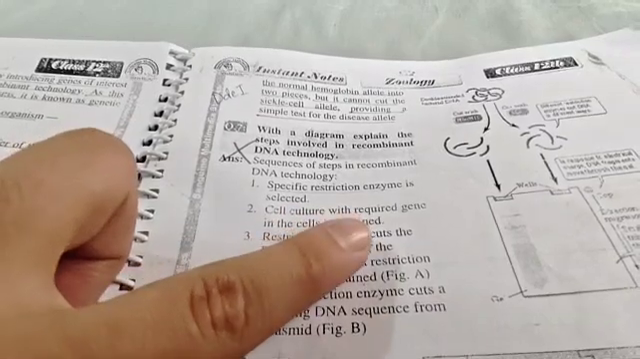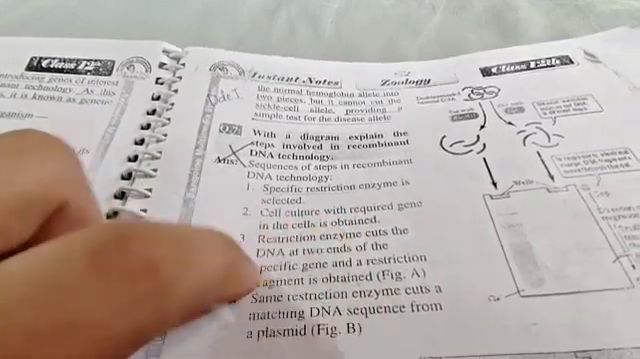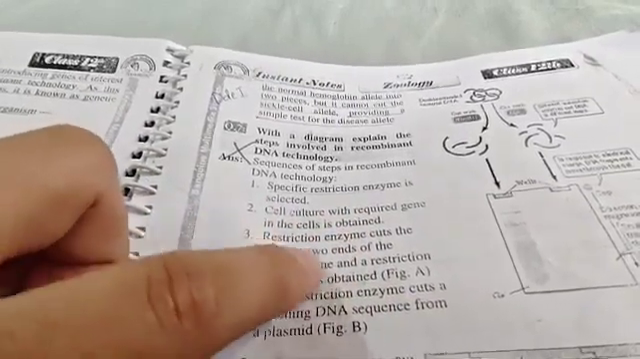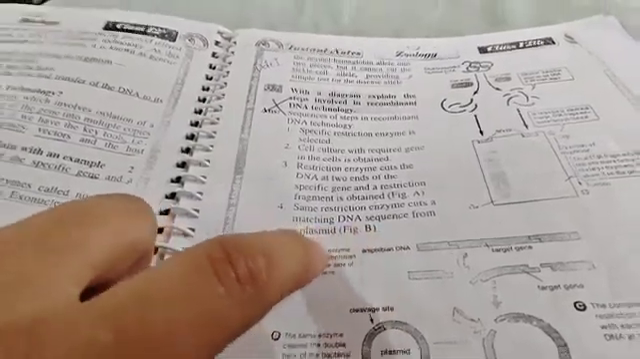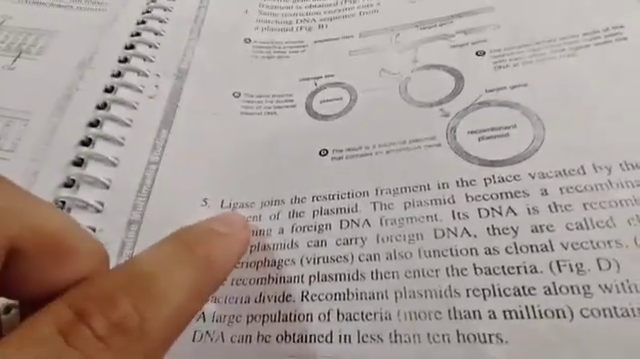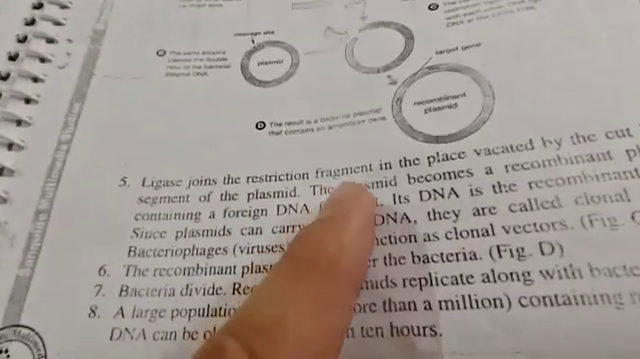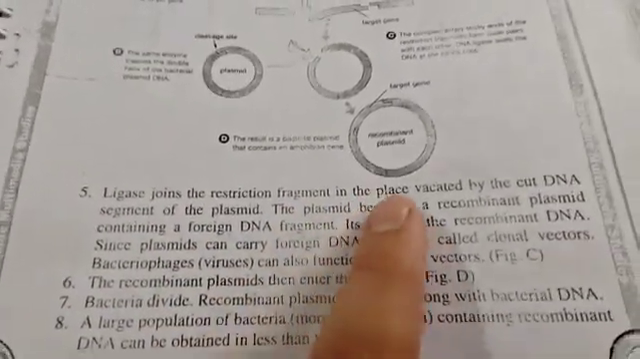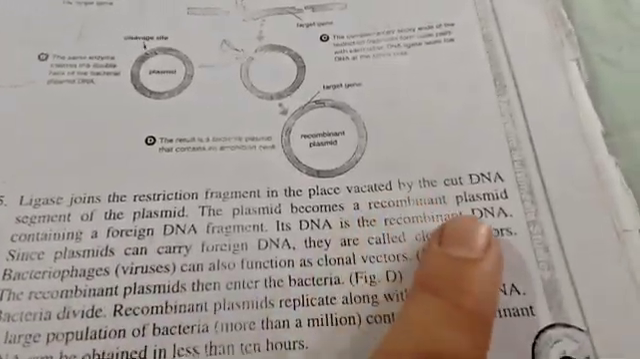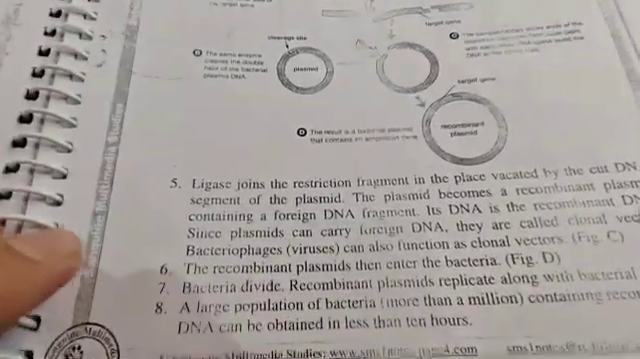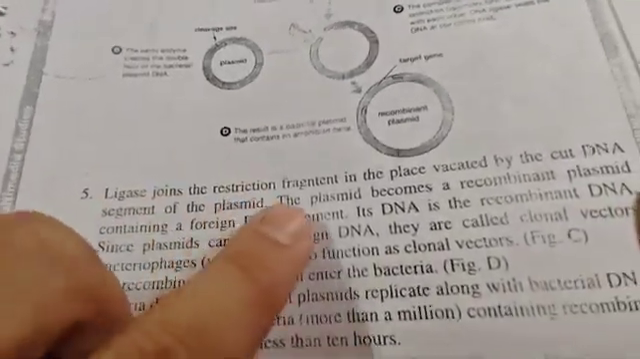A specific restriction enzyme is selected. Cell culture with the required gene in the cells is obtained. Restriction enzyme cuts the DNA at two ends of the specific gene and a restriction fragment is obtained. The same restriction enzyme cuts a matching DNA sequence from a plasmid. Ligase joins the restriction fragment in the place vacated by the cut DNA segment of the plasmid.